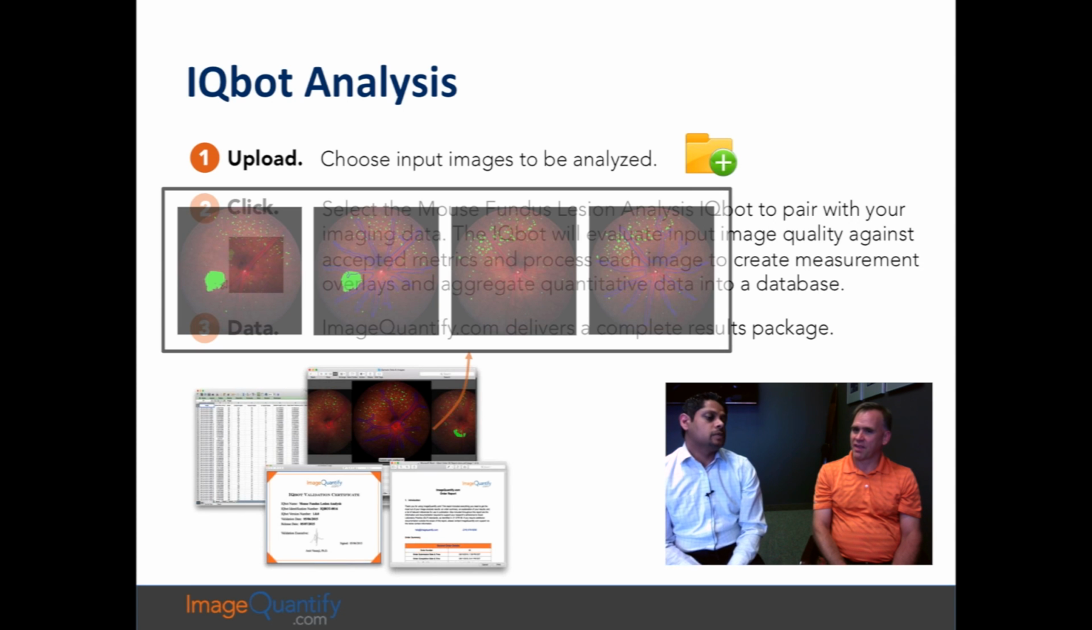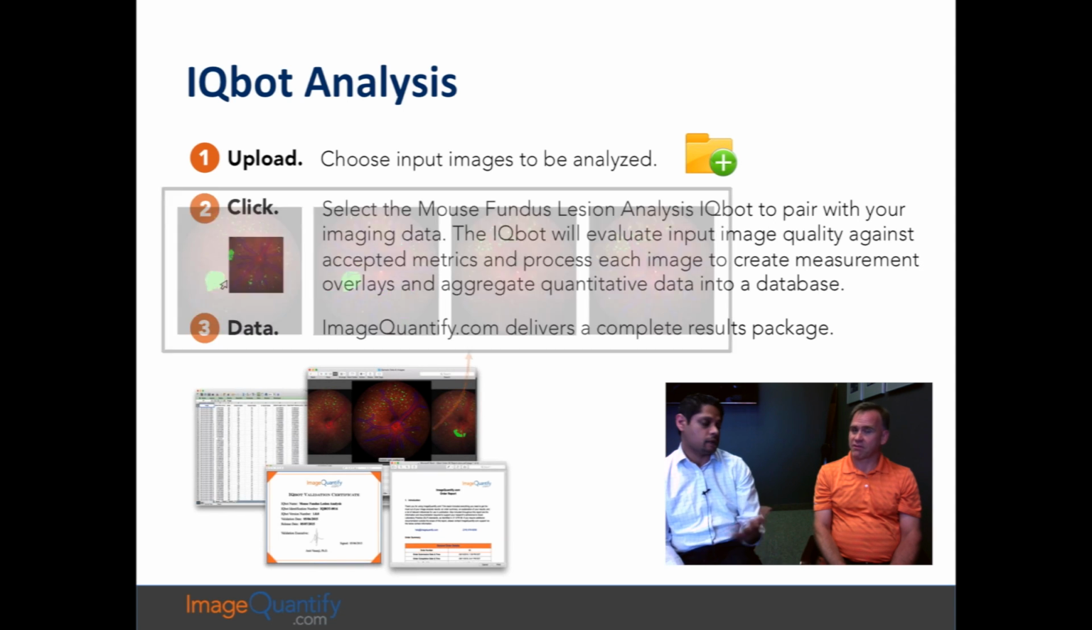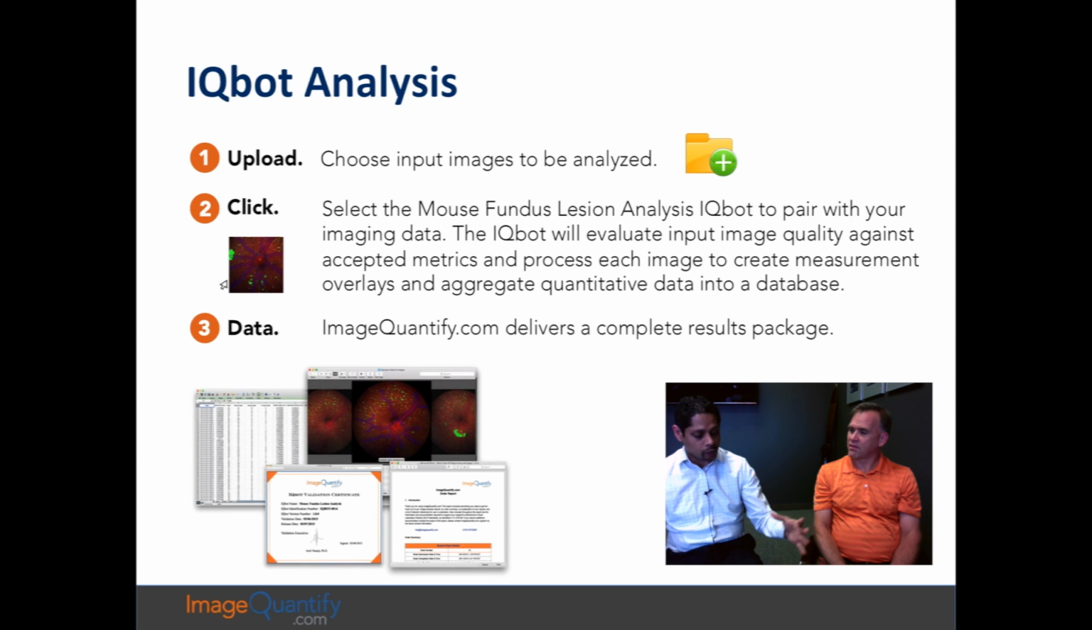Right. So there's two parts of this. When you're first writing the IQ bot, which is this Fundus IQ bot, you have to get enough images that are representative of an entire cohort of animals, because every animal is slightly different, and the image acquisition is slightly different too. You want to get a wide range of that just to make sure that a fully automated solution is going to actually work.